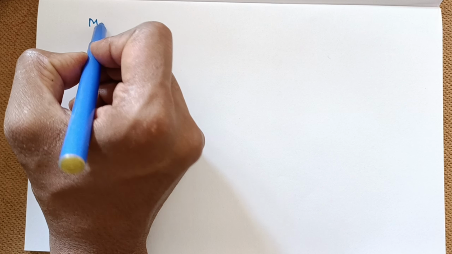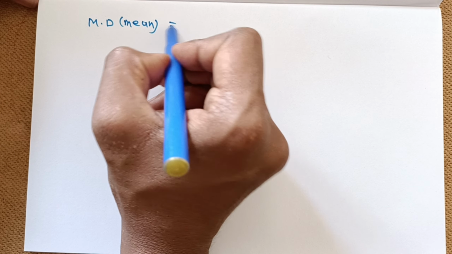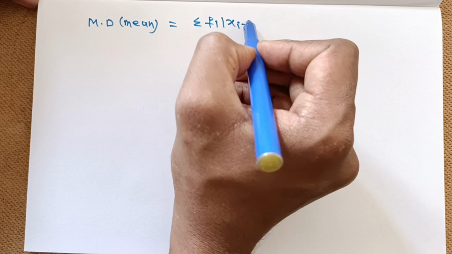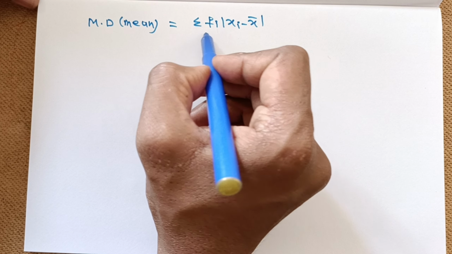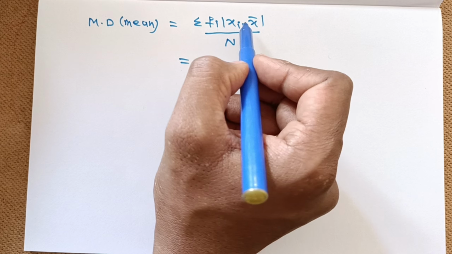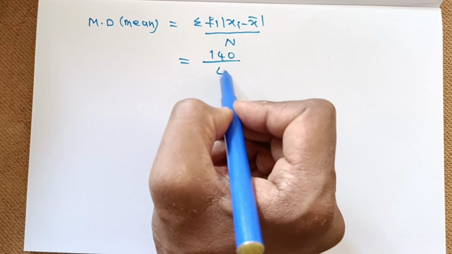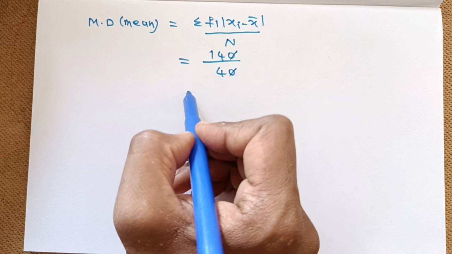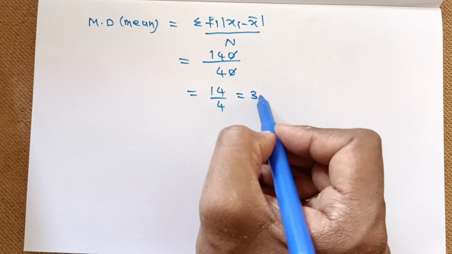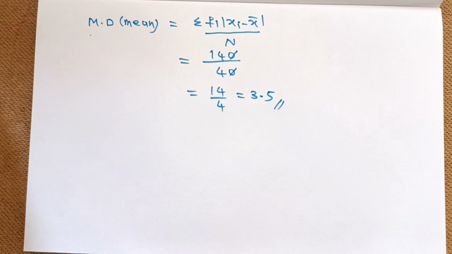So we know the mean deviation about the mean formula, which equals sigma fi into modulus of xi minus x bar, divided by n. Clearly sigma fi into mod xi minus x bar is 140, and the capital N value is 40. The zeros get cancelled, which gives 14 by 4, which equals 3.5. Therefore the mean deviation about the mean is 3.5.